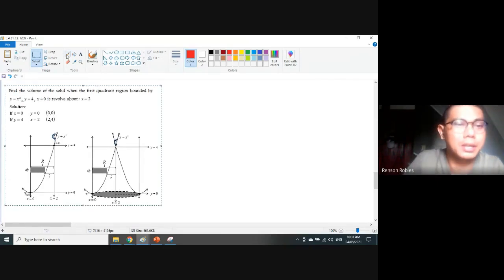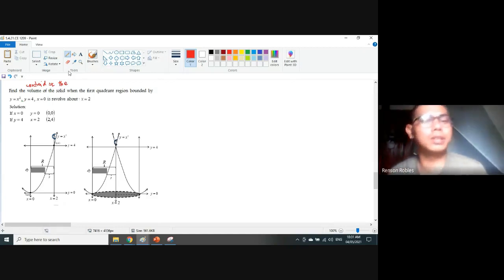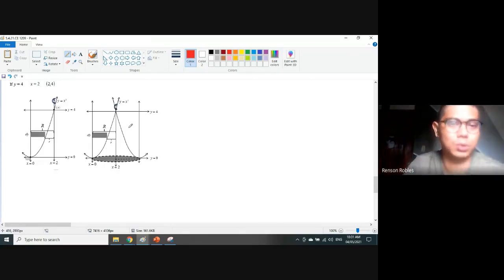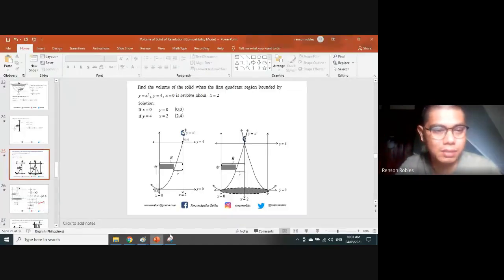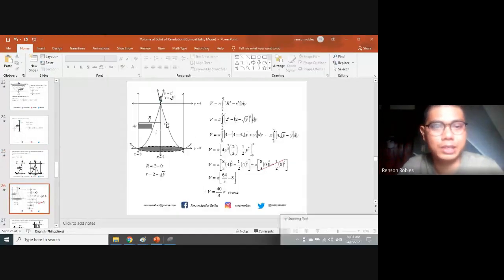Let's modify the problem again. Find the centroid of the volume of the solid when the first quadrant region bounded by y equals x squared, y equals 4, x equals 0 is revolved about x equals 2. Then we get the volume. The volume is 40 pi over 3.